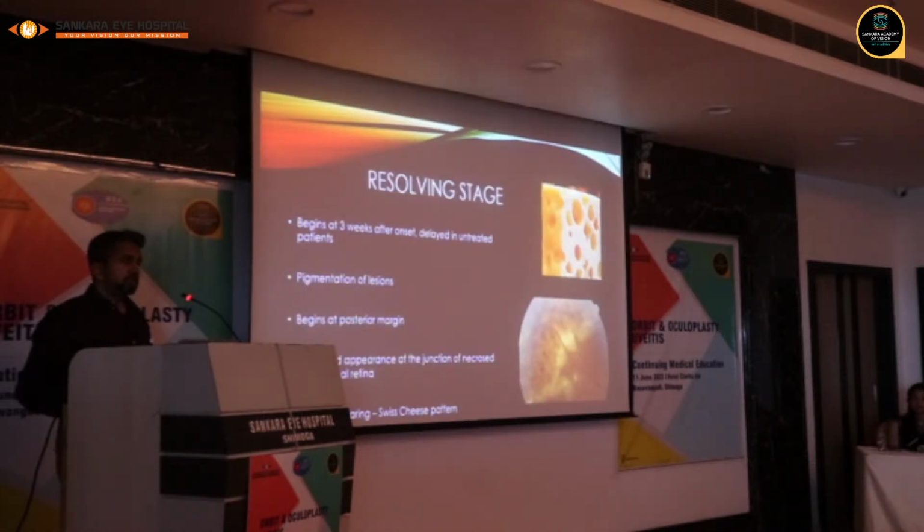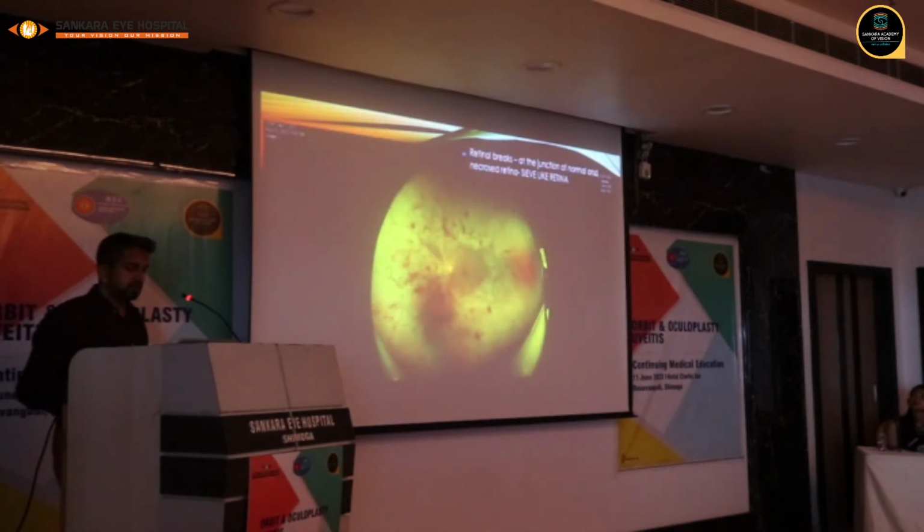Eventually, if left untreated, ARN goes into a chronic stage, where the retina becomes very thin, pale, yellowish, atrophic. You find a lot of retinal holes at the junction of normal retina and the affected retina. The retina has a Swiss cheese appearance, with a lot of pigmentation and a lot of tiny holes forming. Eventually, these patients go into rhegmatogenous retinal detachment. In fact, a lot of them do.